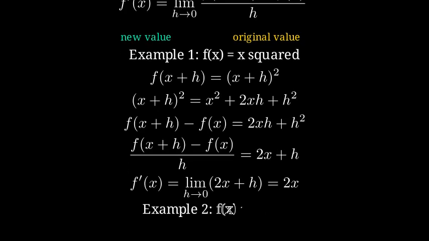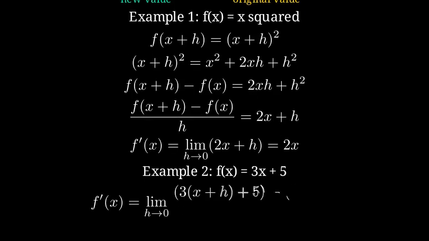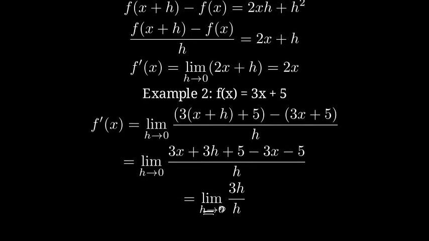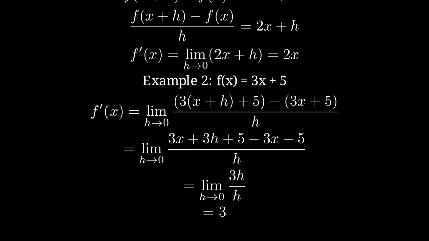Part 4. Example 2. Find the derivative of f of x equals 3x plus 5. Substitute into the first principles formula, simplify, and everything cancels except 3. So the derivative is 3. This shows that every linear function has a derivative equal to its slope.